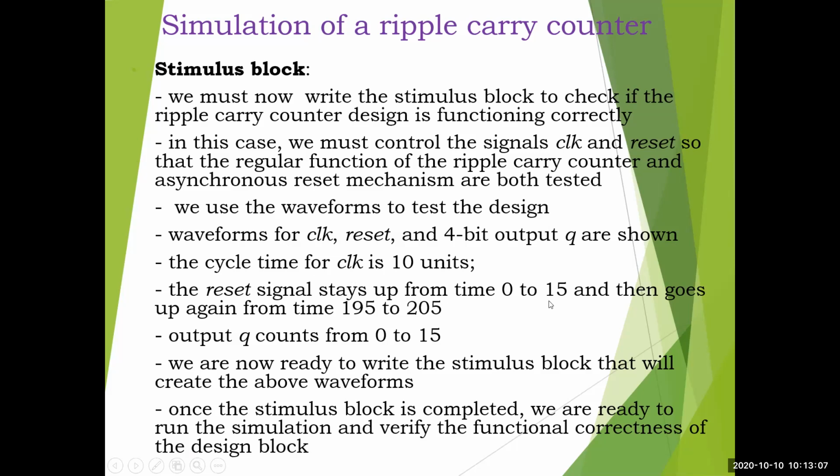Initially it will be up, that means the output is 0, and once it is down, it will be counting the numbers 0, 1, 2, 3 up to 15, repeating. Again, to check asynchronous reset, at time 195 to 205 we'll make the reset 1 again, so that whatever the count may be, the output will come to 0. And output Q counts from 0 to 15. We are now ready to write the stimulus block that will create the above waveforms we have just described.